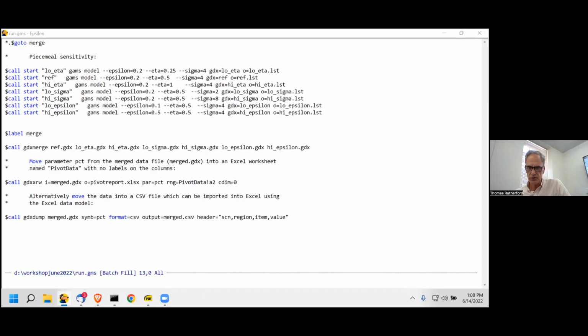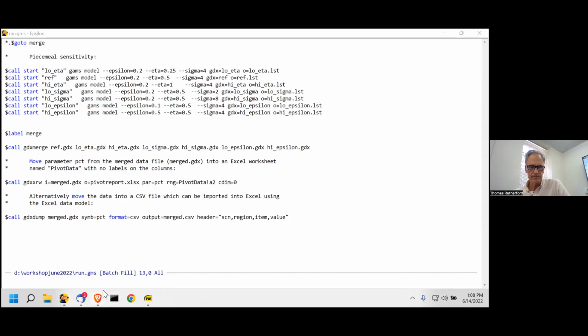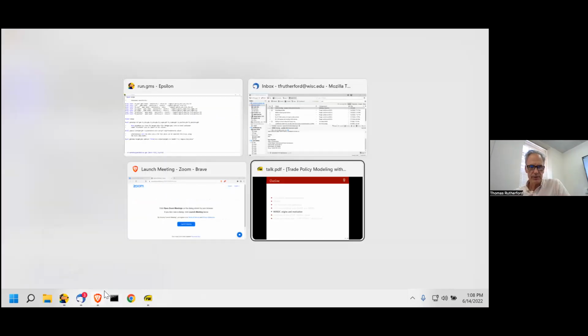Hide floating controls. Look to here, I can close this window. I go to my talk.